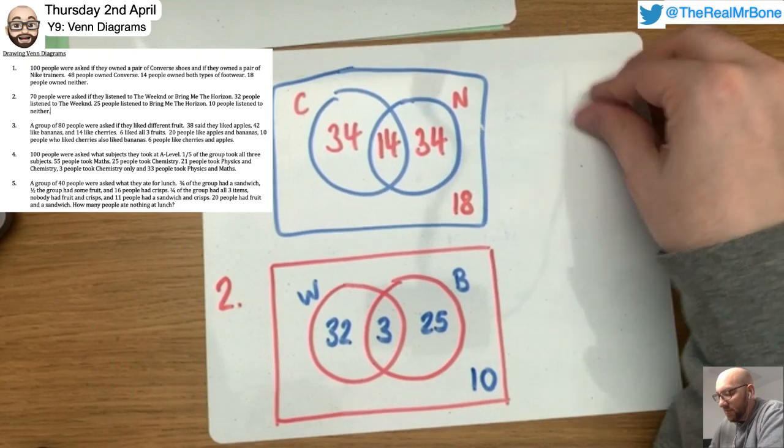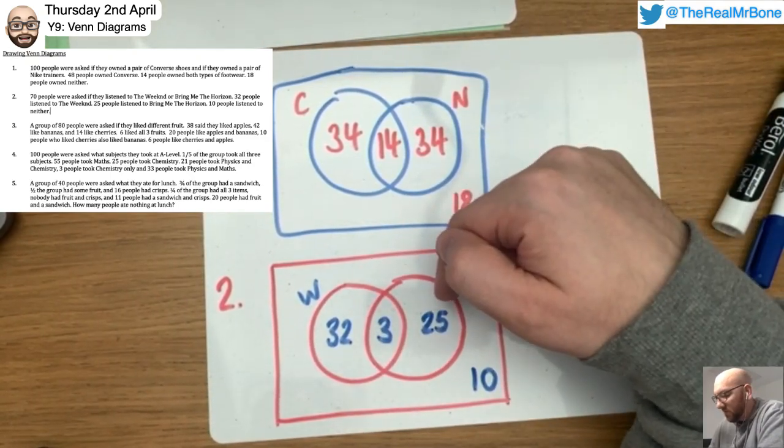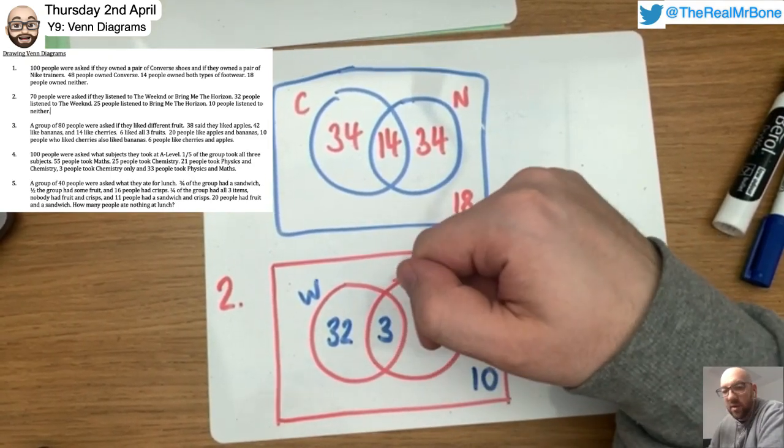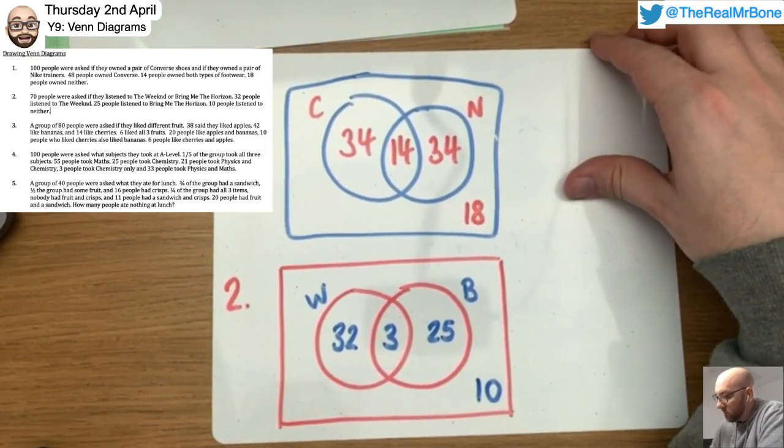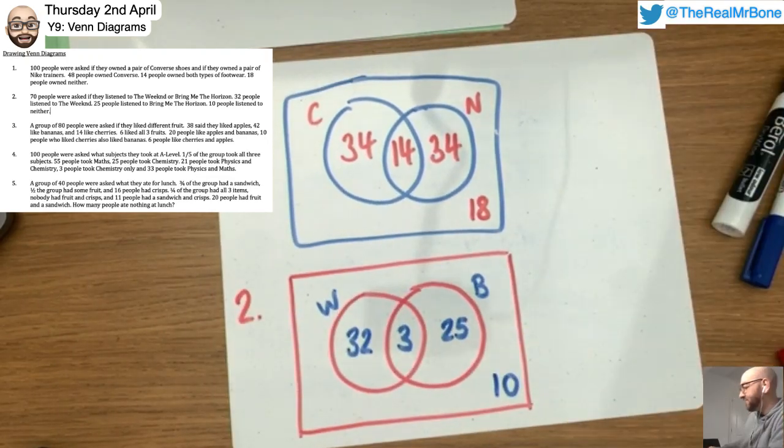Next one says there's 70 people altogether. It says 32 listen to one thing, 25 listen to another, 10 don't listen to either. So we can work out how many people must be in both. Okay, hopefully those ones weren't too tricky.